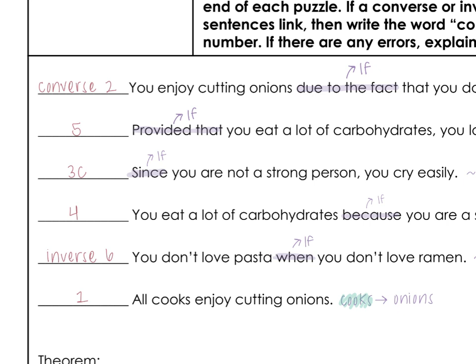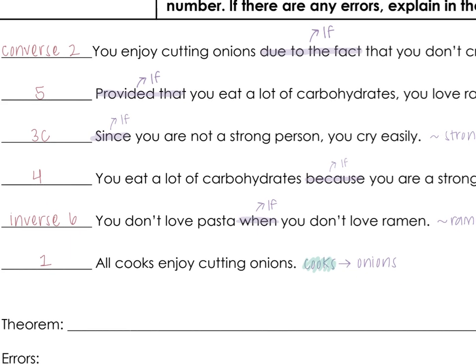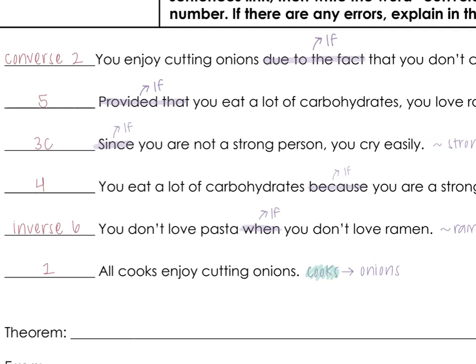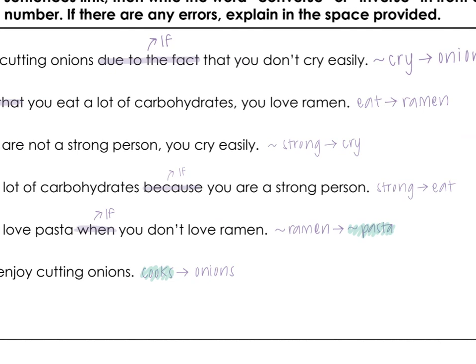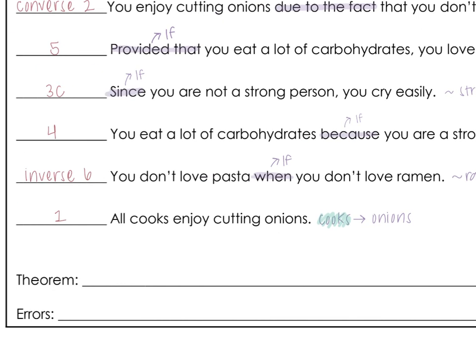Okay, so number 1, we are starting with the cooks. And then number 6, we have an inverse. So instead of it saying not pasta, we will say pasta. So we'll say, if you are a cook, then you love pasta.